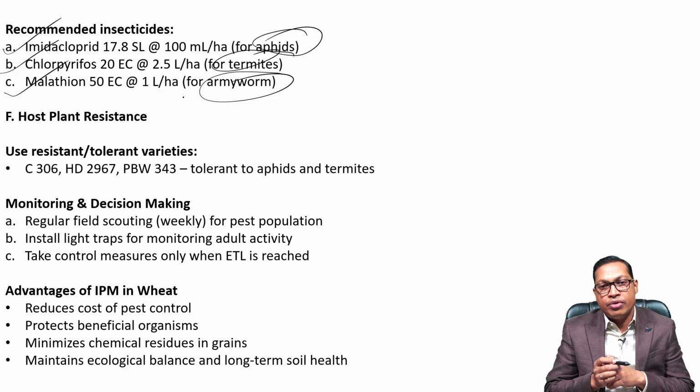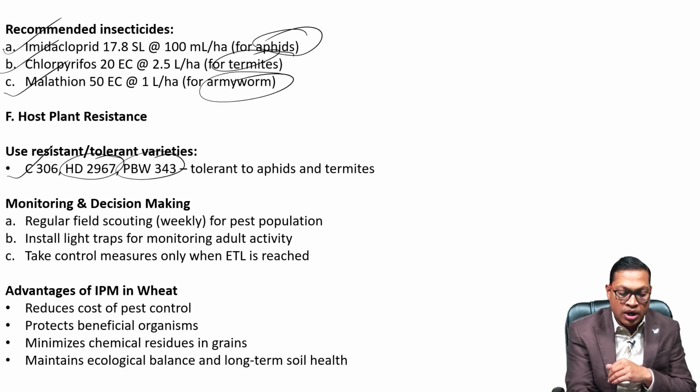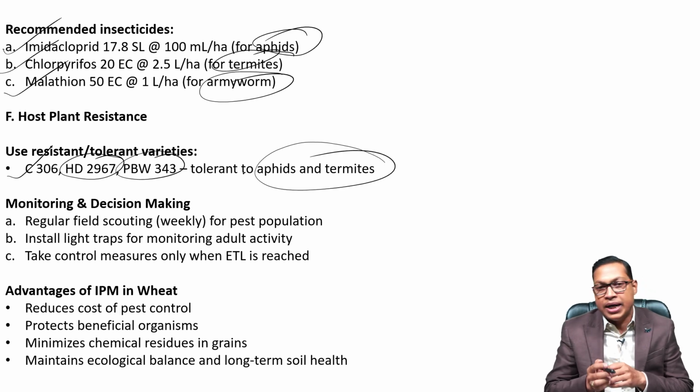Then we will go for the use of resistant or tolerant varieties: C 306, HD 2967, PBW 343. These are tolerant against aphids and termites, because aphids and termites are the major problems in wheat. So, these types of varieties have been developed.